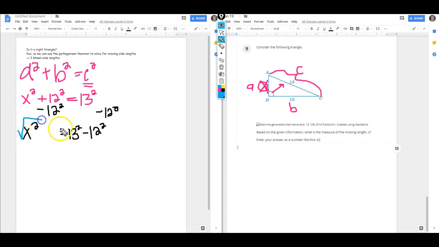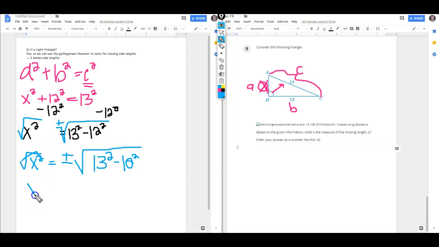So when I square root x squared, I actually introduce a plus or minus because we can have a positive and a negative version of our answer. So square root of x squared is equal to plus or minus the square root of 13 squared minus 12 squared. So square root of x squared, these undo each other, so we are left with x is equal to the positive version or a negative version of the square root of 13 squared minus 12 squared.